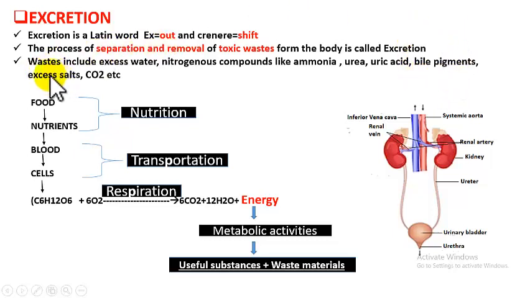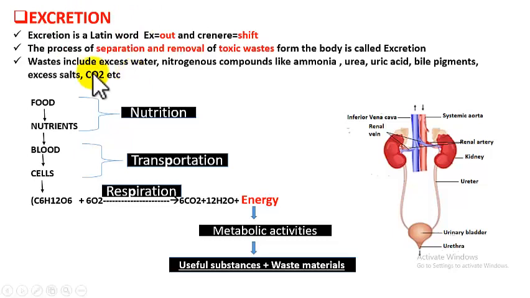Now the excess salt that we consume via food, like sodium chloride, potassium chloride, calcium salts, are all toxic beyond a certain range. Within the range, they are very useful for the body, but beyond the range, they are toxic. The next is carbon dioxide. This is the main byproduct in cellular respiration. See here, in cellular respiration, glucose is broken down to carbon dioxide, right? This is very, very toxic and is to be expelled out. So these are the waste materials and these are to be expelled out, and the process that expels these waste materials is called excretion.